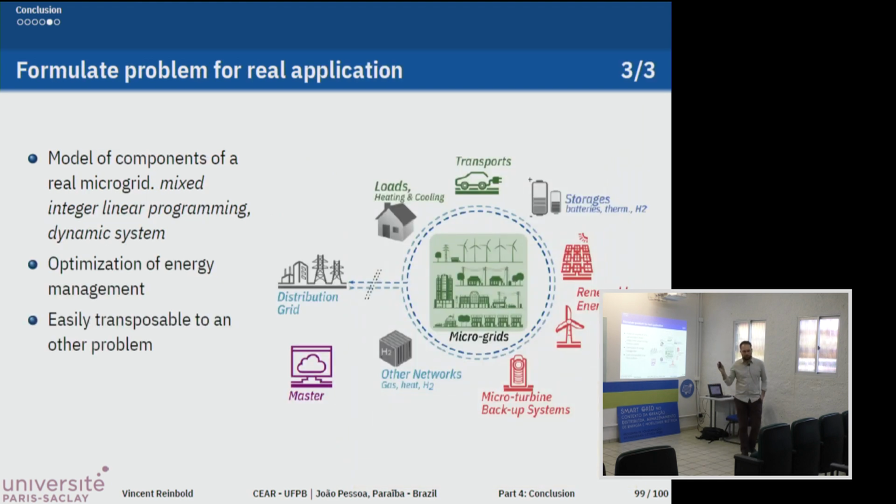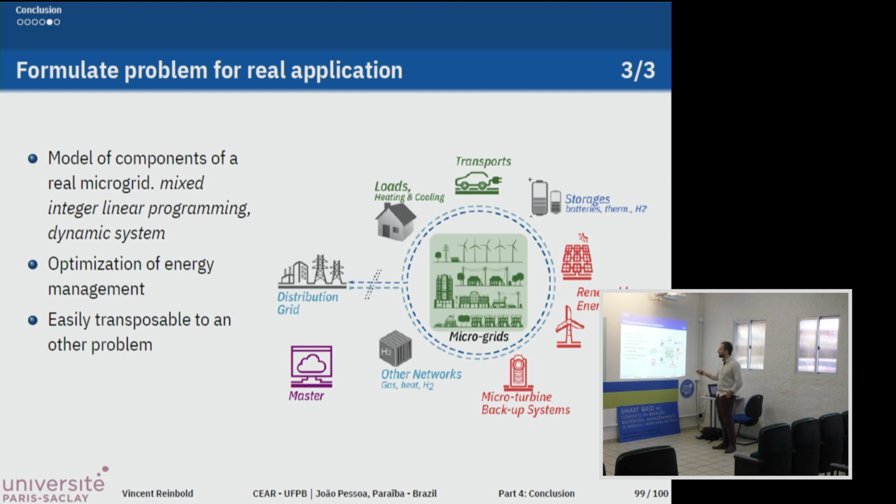And then, from yesterday to today, we saw a real case application. We took a microgrid. We defined the energy management problem. We saw what problems occur in a microgrid. We saw in this case, or in the example I gave you, which is a real example, that the energy management is a mixed integer linear programming problem, which involves dynamic equations.